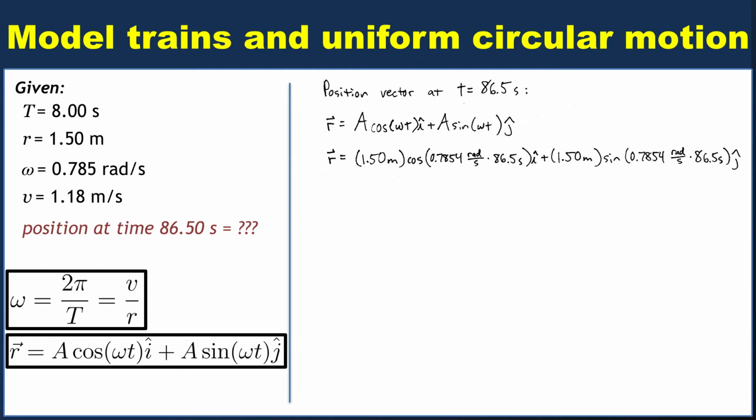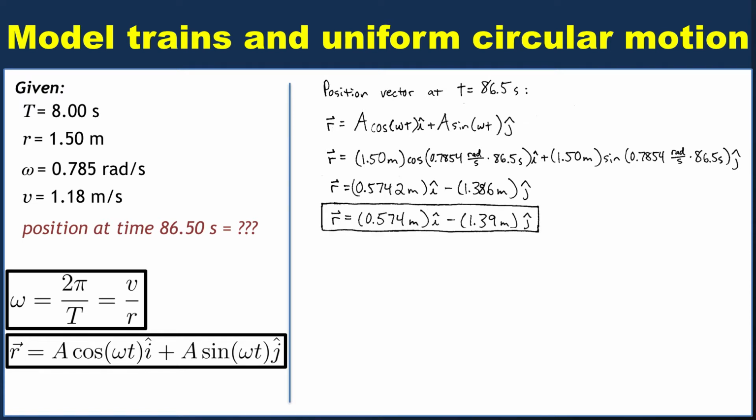So we put all of that in, making sure to keep our I-hats and J-hats straight, and we also make sure to set our calculator to radian mode so that we get sensible answers here, and we find that our position vector is 0.574 meters times I-hat minus 1.39 meters times J-hat. That's the position vector. So that is one way of answering where's the train at 86.5 seconds.